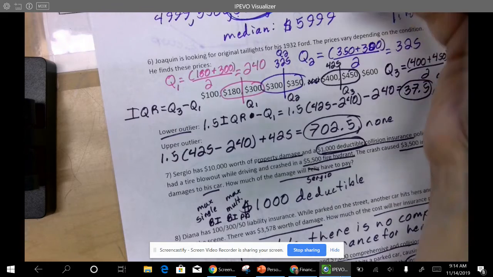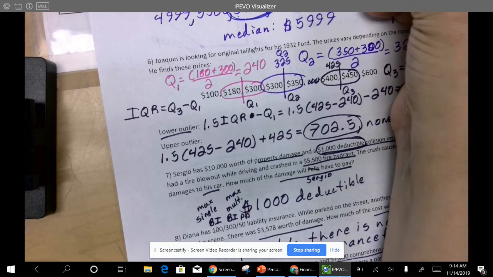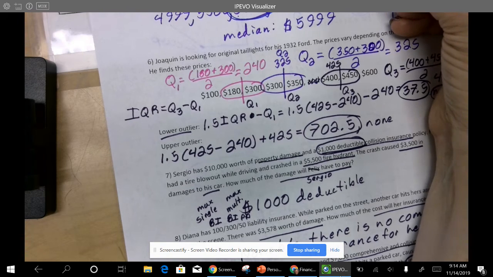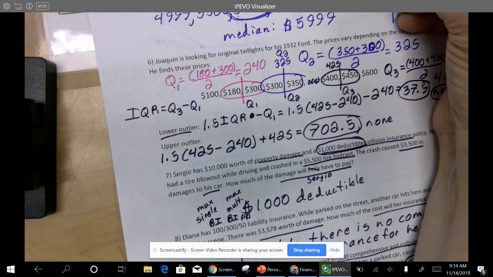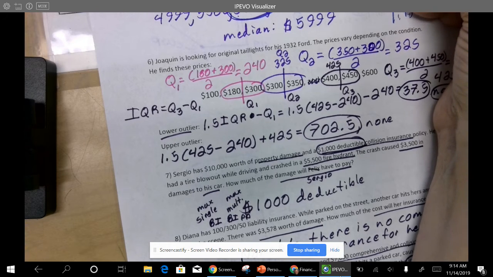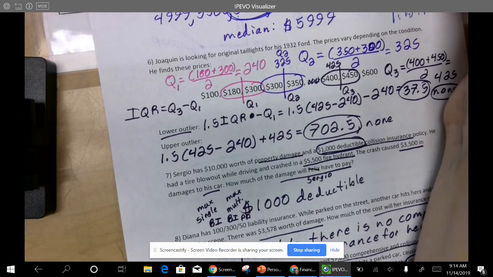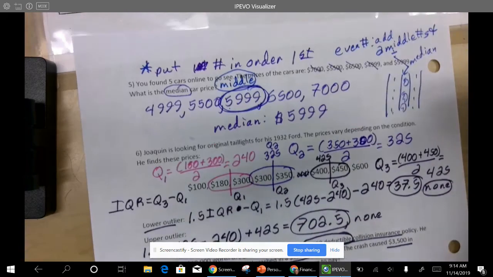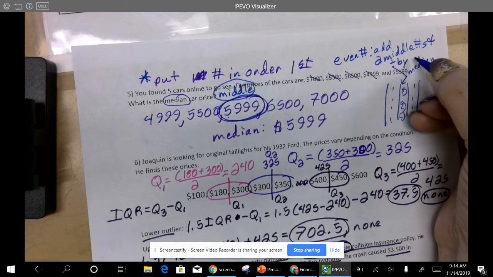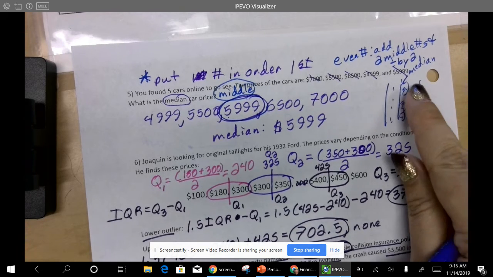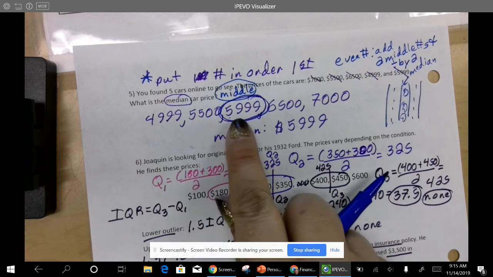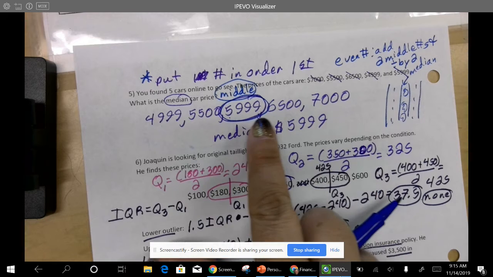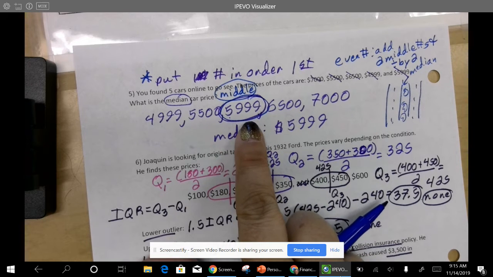If I have an even number of numbers, then I'm going to have to add the 2 middle numbers and divide by 2. Apologize, I couldn't see that. Again, median is that middle part in the road. The median is the middle number. It's an odd number of numbers, so it's 5. So our middle number is 5,999.